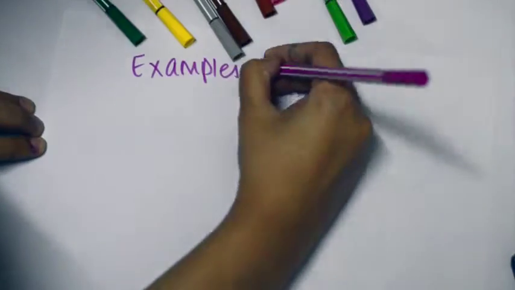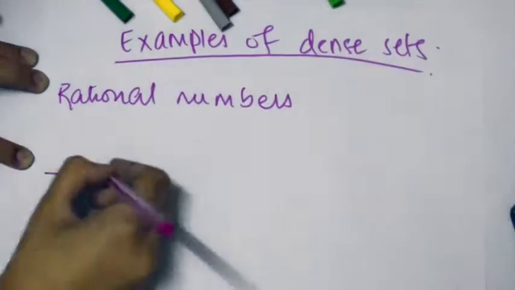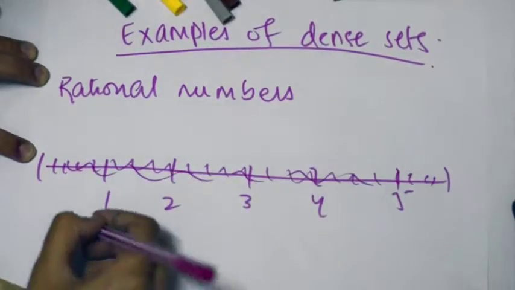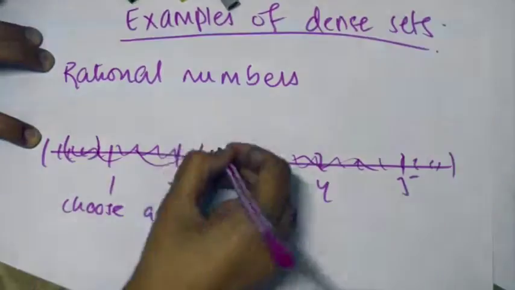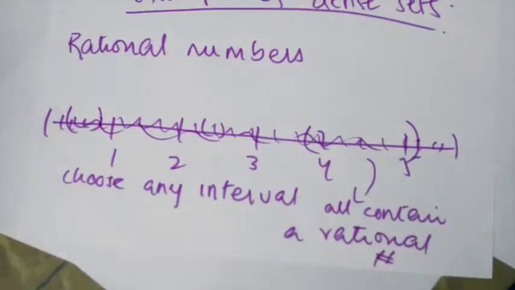Now, let's talk about some examples of dense sets. A set of rational numbers is always dense. To understand better, we take our interval to be 5 on the number line. Any open interval of 5 that we now form will contain a rational number. This shows that rationals are dense sets.